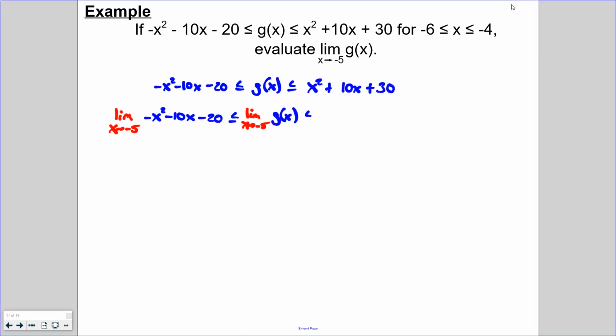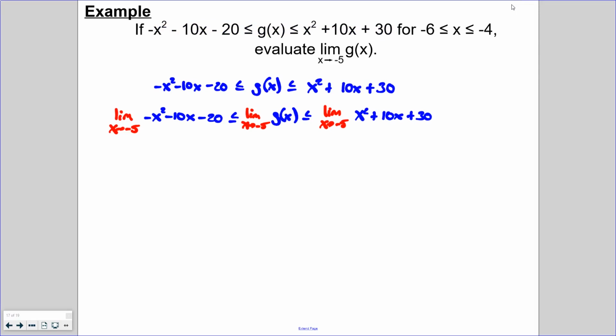of g of x, which is less than or equal to the limit as x approaches negative 5 of x squared plus 10, oops, that's not 10, that's 0. x squared plus 10x plus 30. All right, so thinking back to the squeeze theorem, our first condition is satisfied because we have a function that's always below and a function that's always above, and that condition was told to us in the problem. So our first condition of the squeeze theorem is true, it is satisfied, great.